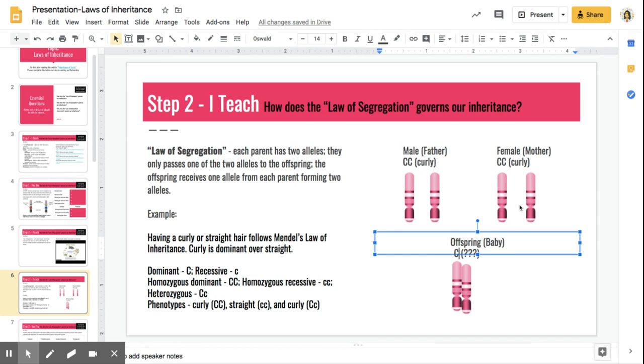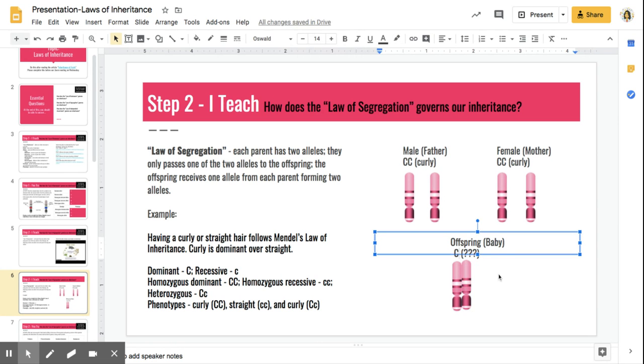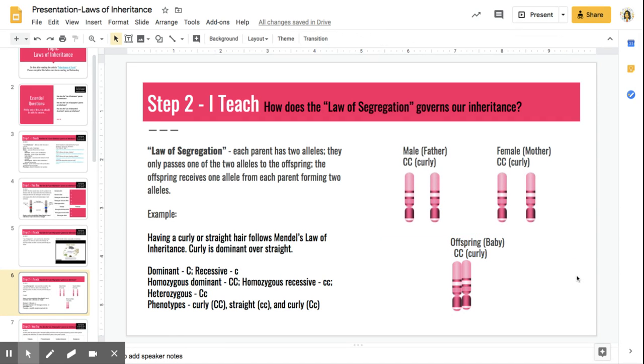So they segregated, and then one of those goes to the offspring. All right. And since the genotype is homozygous dominant, then our phenotype is going to be curly. So the baby will have curly hair. The father has curly hair, the mother has curly hair, then the baby will have curly hair. And that's for the first example. In the next video, we're going to use a different example.